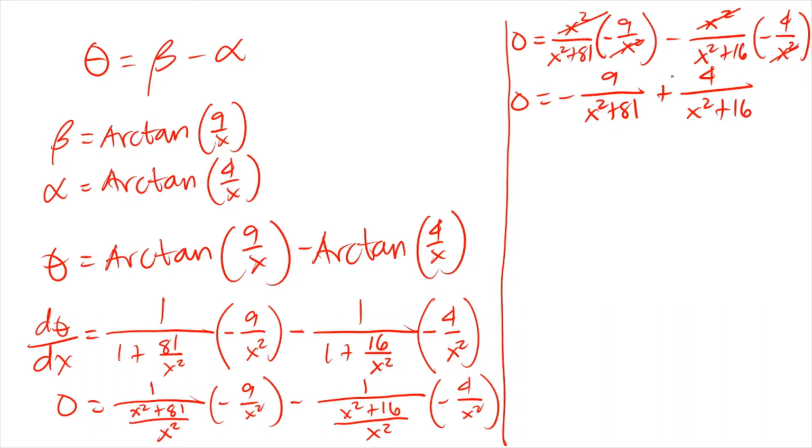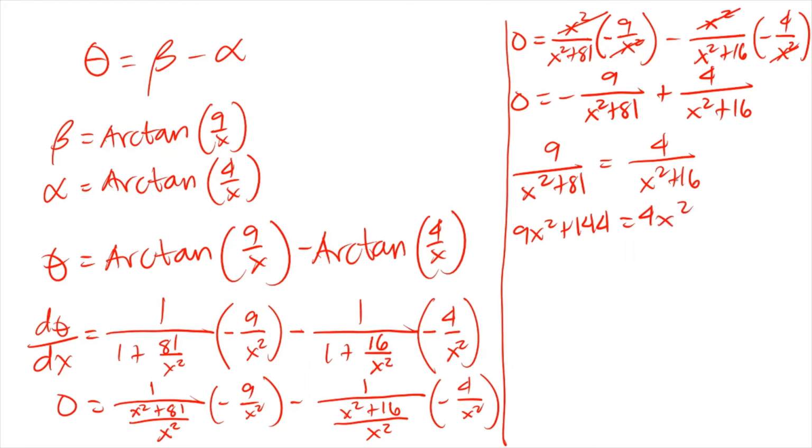From here, we can take the LCD and then multiply both sides by the LCD, or we can transpose one of the terms first and then cross multiply. Okay, so let's say we transpose the first term. This is negative, so it becomes positive on the other side of the equation, equals 4 over x squared plus 16. Okay, and then cross multiply, we get 9 times x squared plus 9 times 16, that would be 144, equals 4 times x squared, so 4x squared, and then plus 4 times 81, that would be 324. So group together the x terms, group together the constant terms.